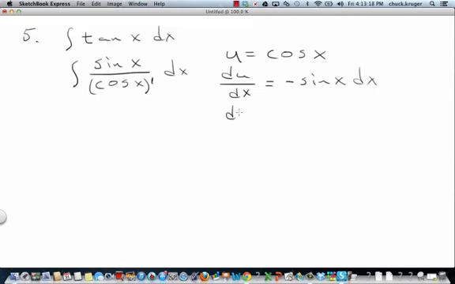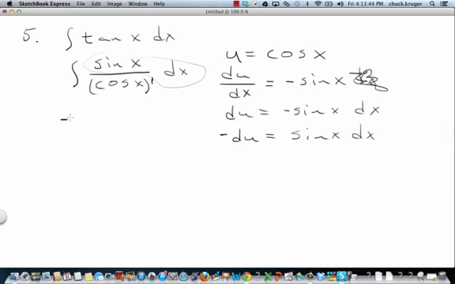So that means du is equal to the negative sine of x dx. I don't have a negative sine x dx, I have a positive, so I'm going to rewrite that: negative du is equal to sine of x dx. And so to replace the sine of x dx, I'll need a negative du, so I'm going to bring that negative 1 out in front.